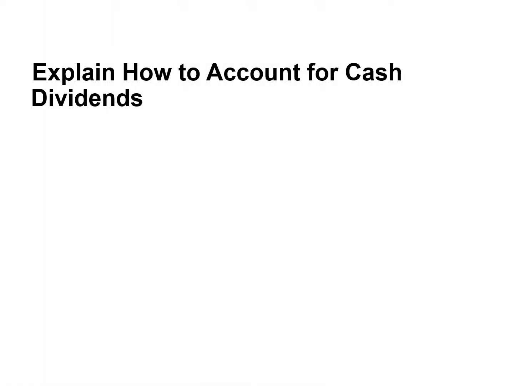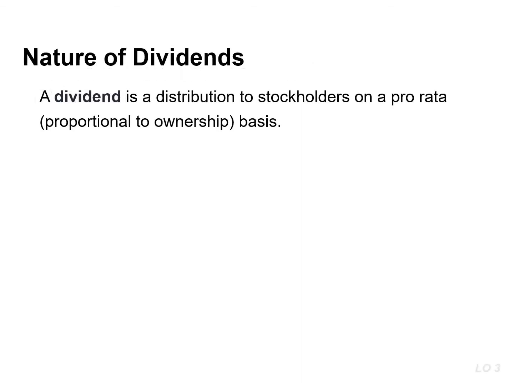A corporation may distribute cash to stockholders in the form of dividends. This video will explain how to account for cash dividends. A dividend is a distribution to stockholders on a pro rata basis, which simply means if you own 10% of the common shares, you will receive 10% of the dividend.